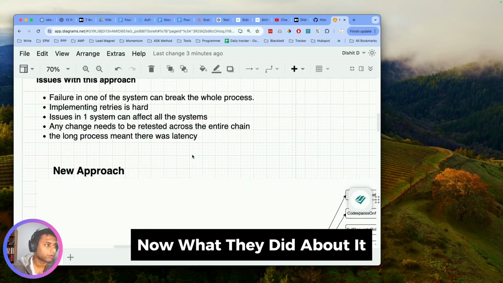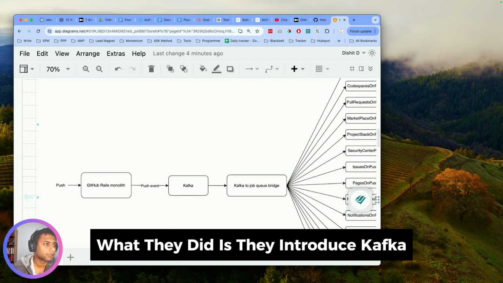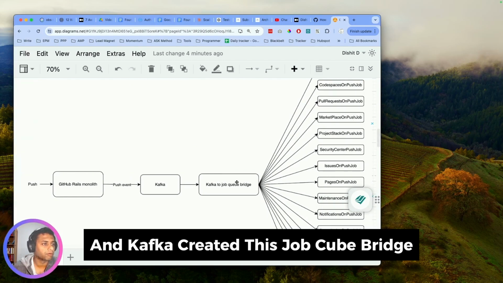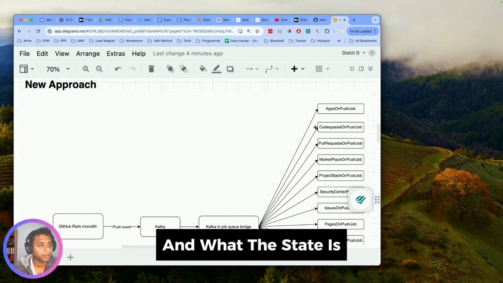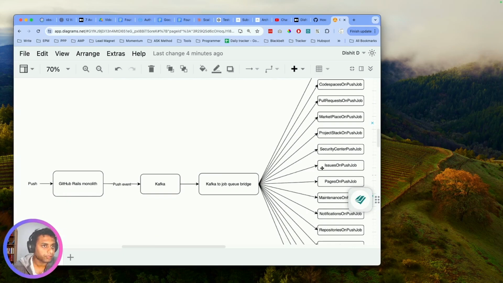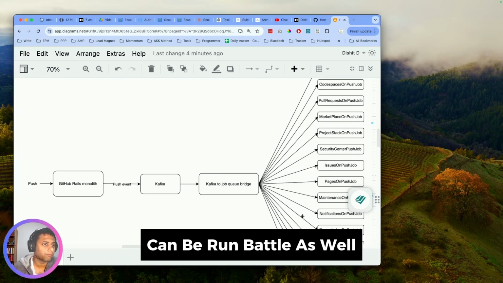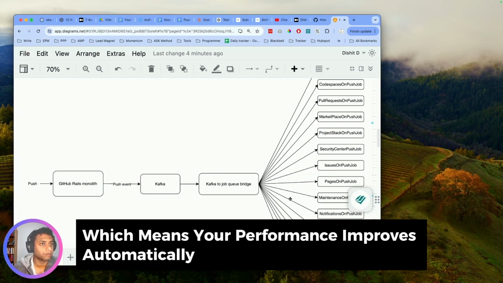Now, what did they do about it? They introduced Kafka, and Kafka created this job queue bridge where they split the one big job into multiple jobs. What this did is each of these jobs became independent, and now they can all be run in parallel as well. When they run in parallel, your performance improves automatically.